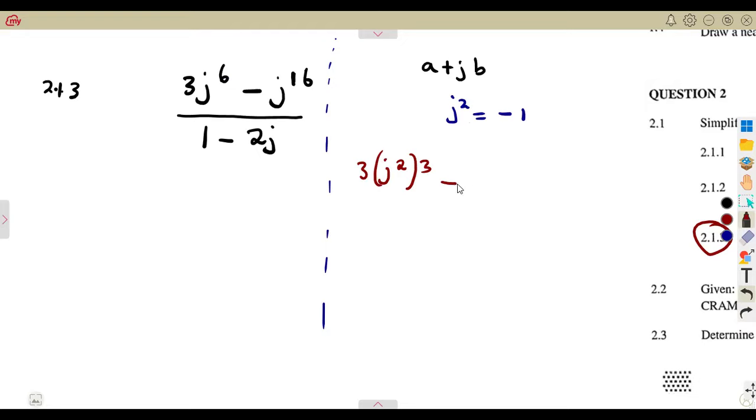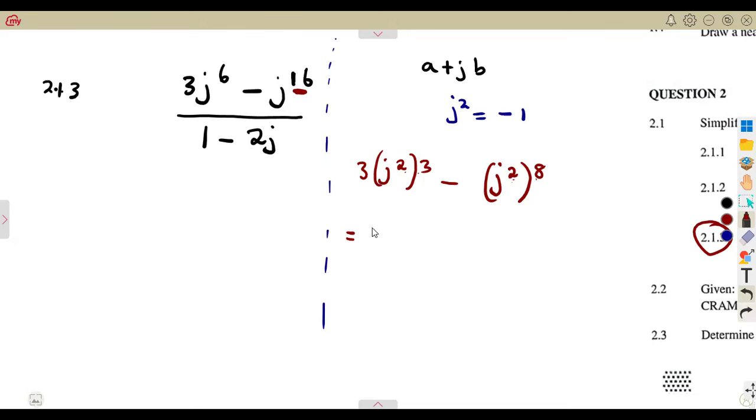We move on: minus j to the exponent of 16. j to the exponent of 16 in terms of j squared. That is j squared, but raised to the exponent of what, so that we obtain 16? Simply divide 16 by 2. That's 8. Remember your exponents: exponent to exponent, you multiply. 2 times 8 is 16. 2 times 3 is 6. So that you do not change the meaning of this expression. It must remain as it was. It's not supposed to change how it was given before.